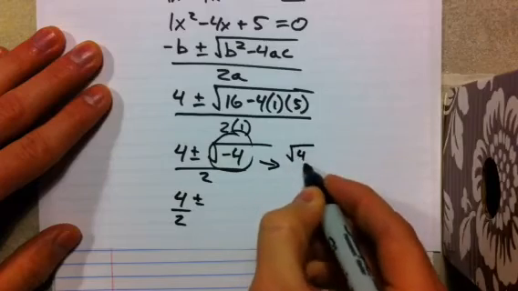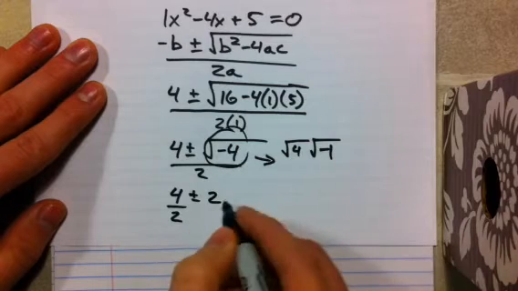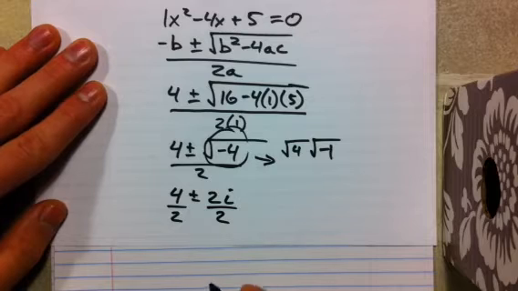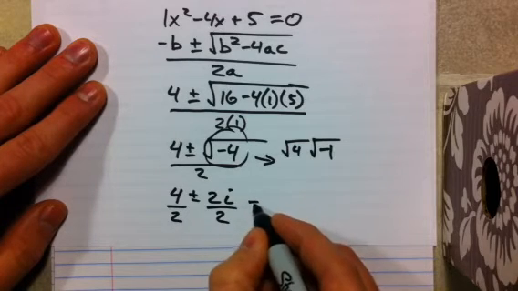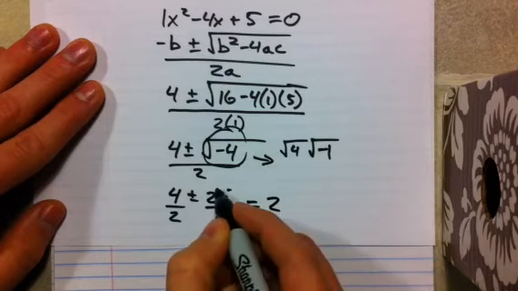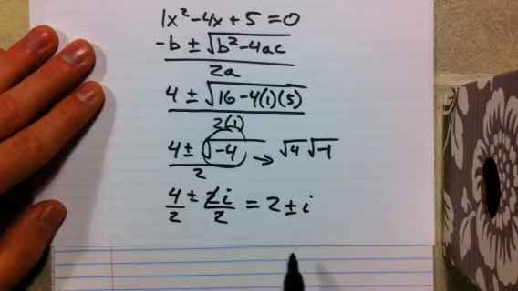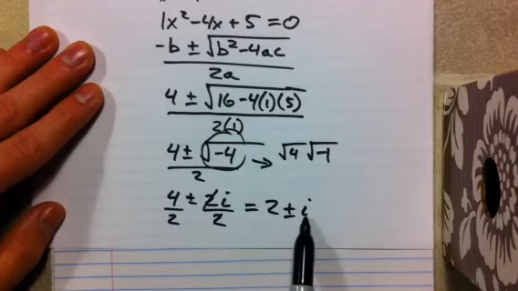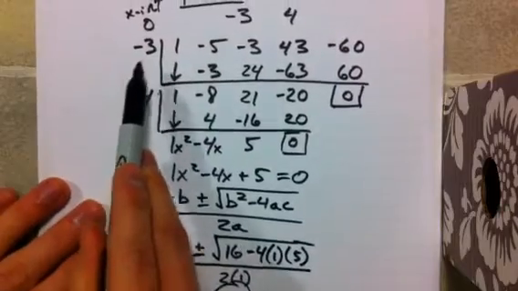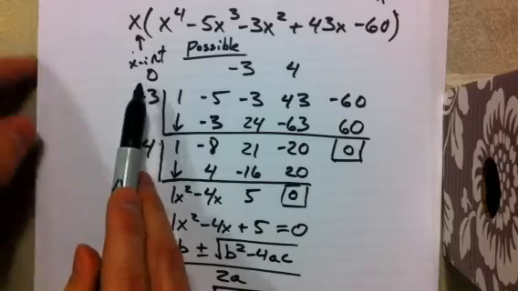Square root of 4 times the square root of negative 1. So the square root of 4, that was 2. Square root of negative 1, that was i. And we divide by 2. So 4 divided by 2 is 2, and 2 divided by 2 is just i. And so there's our other two solutions, because we had 2 plus or minus i, we had our 4, and we had our negative 3. And then right at the beginning we divided by x, and so 0 was a possible x-intercept.